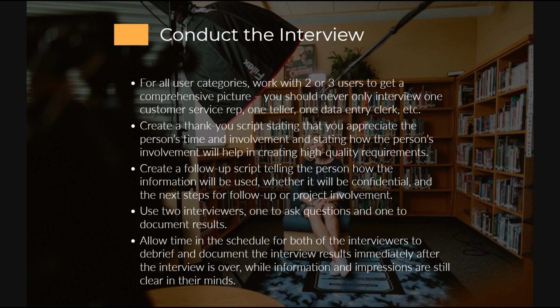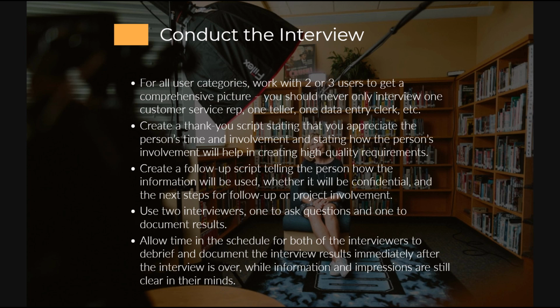You also should create a thank you script stating that you appreciate the person's time and involvement and stating how the person's involvement is going to help in creating high quality requirements. Thank them for their participation. Create a follow-up script telling the person how the information will be used, whether it will be confidential, and then the next steps for follow-up or project involvement.